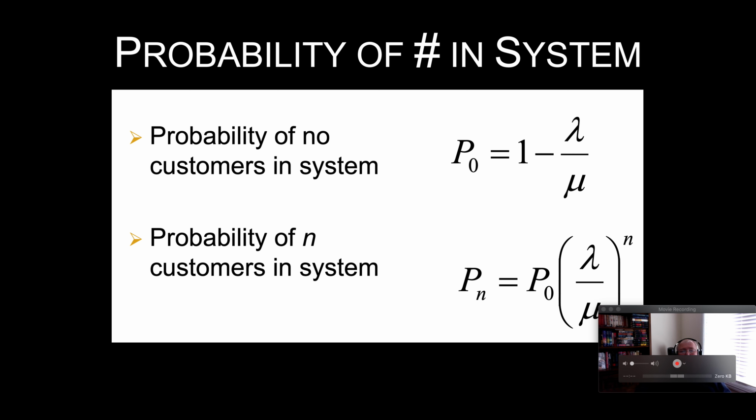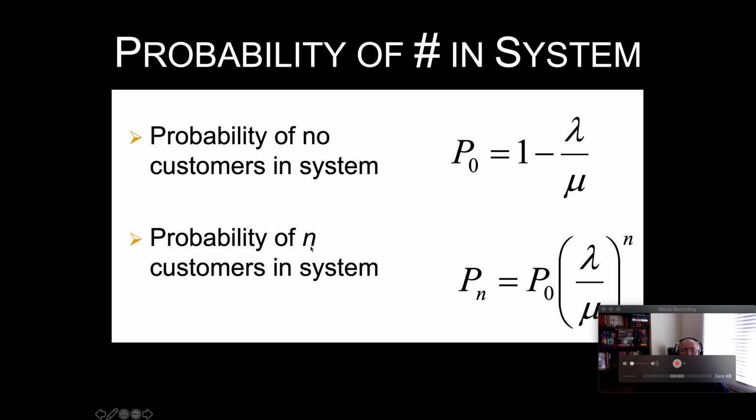What's the probability that there are no customers in the system or no items in the system at any given time? Well, that's just using the Poisson distribution, the probability distribution. That would be 1 minus lambda over mu. In this case, that turns out to be 0.167 approximately. So there's almost a 17% chance nobody's in the queue at any given time.